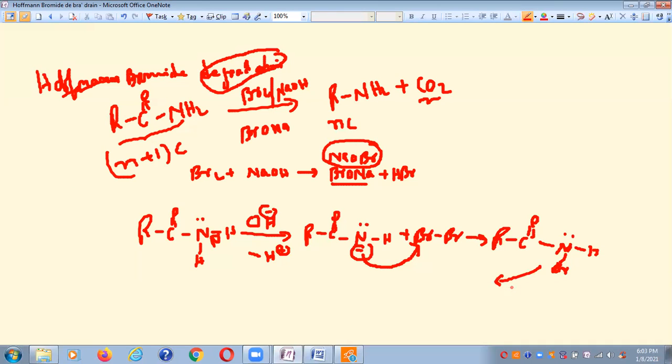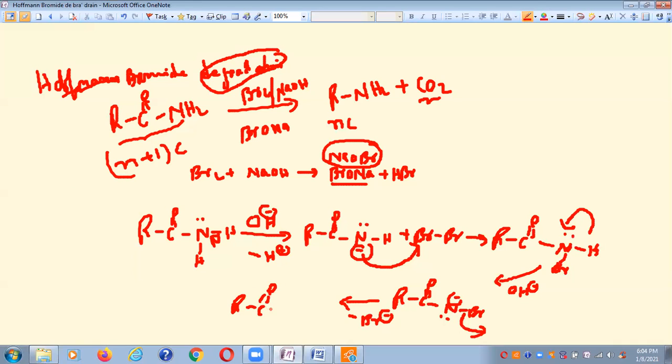In the next step, one more base comes into play and takes up one H plus ion. So again we get R C double bond O N minus, with Br, and again a lone pair of electrons. Next, the Br will be eliminated as Br minus, so this nitrogen will become electron deficient. That means it lost one electron, so it is supposed to acquire a positive charge. Instead of a positive charge, I am showing a vacant orbital.